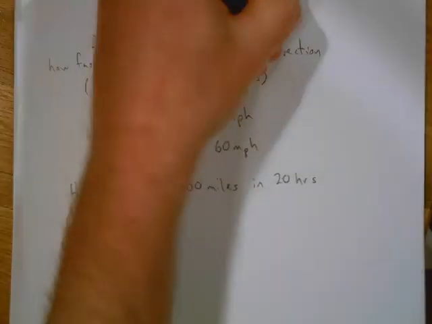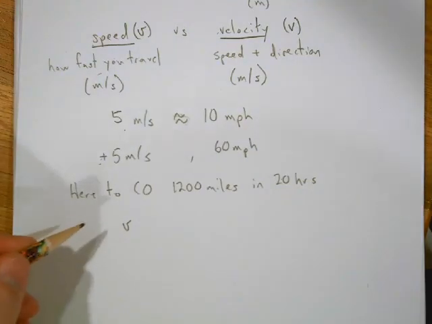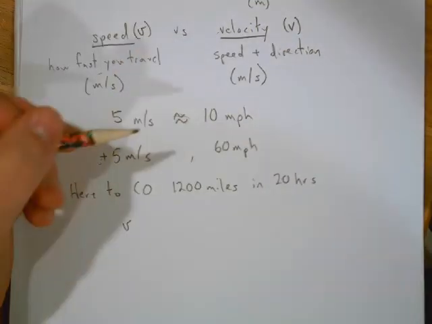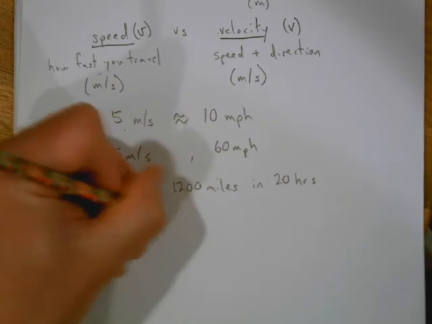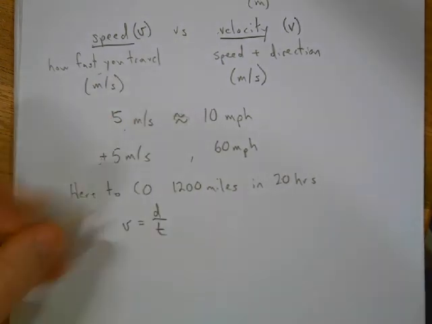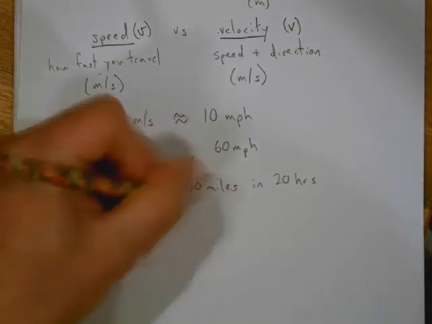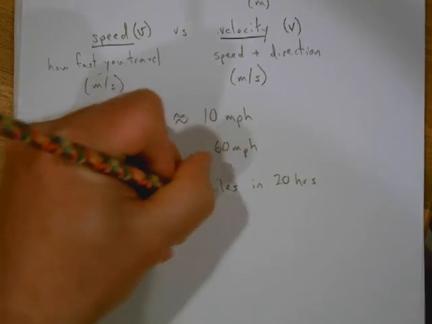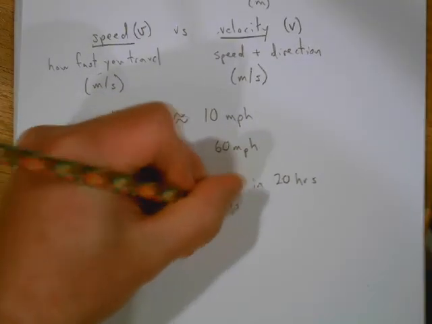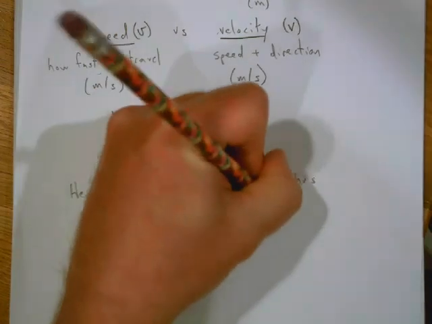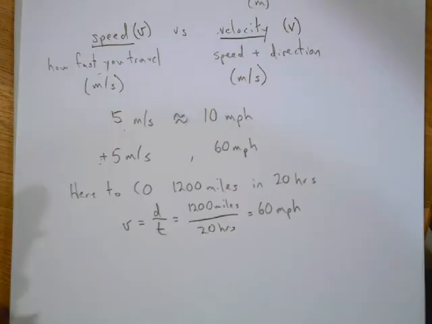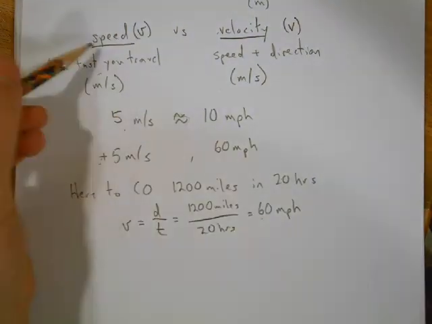But if you end up using a V for both of them, that's fine. But usually it's a script V for speed and a regular V for velocity. So hopefully you said, well, I just did this. So I did speed equals distance over time. So it's 1,200 miles divided by 20 hours, and lo and behold, you got 60 miles per hour.